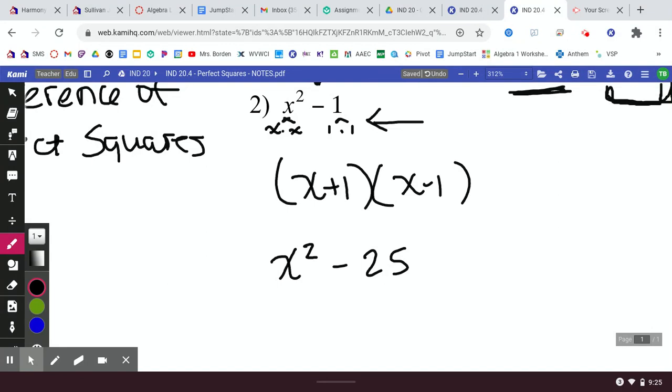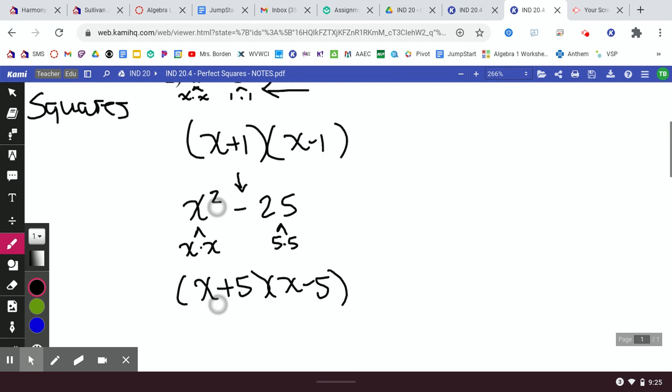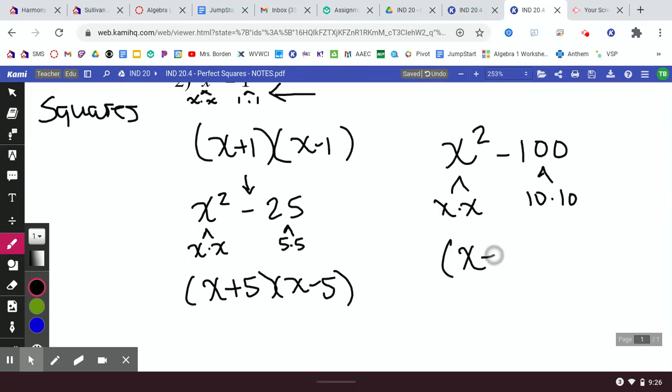Right off the bat, you should recognize it's a special case because there's only two terms, and you should recognize that x squared is x times x, and 25 is 5 times 5, right? And it's a difference problem, so that means you can go right to your answer, which is x plus 5, x minus 5. And this works with every single one, right? If I do x squared minus 100, well, x squared is x times x, and 100 is 10 times 10. So I'm able to write my answer as x plus 10, x minus 10.